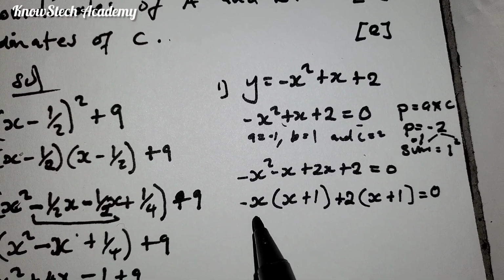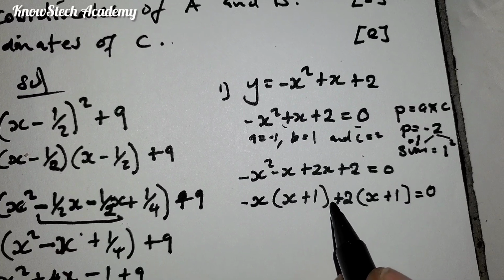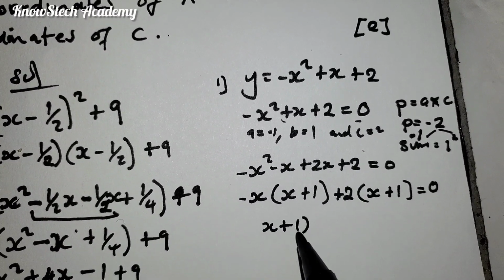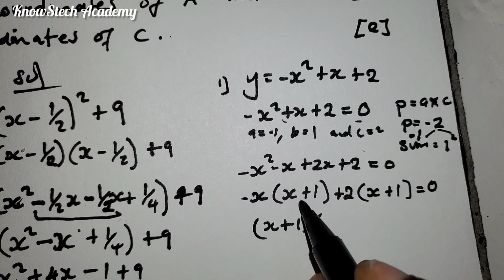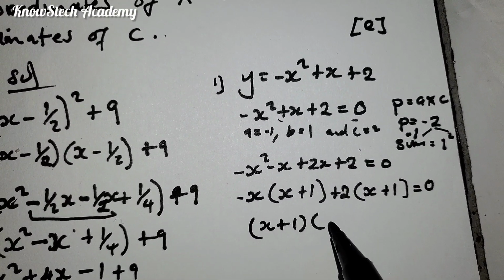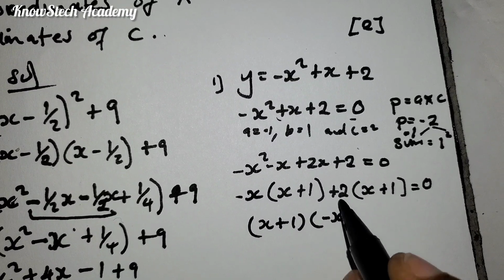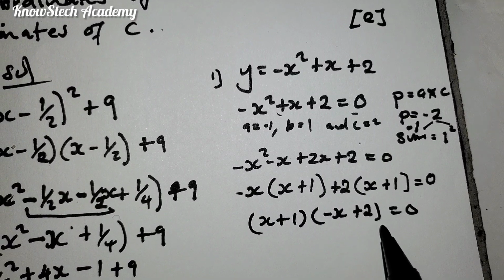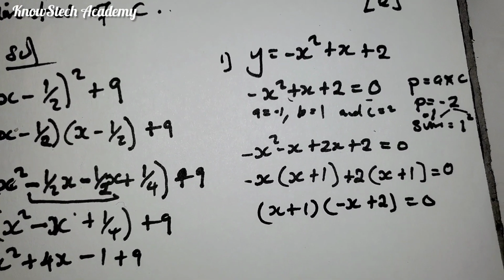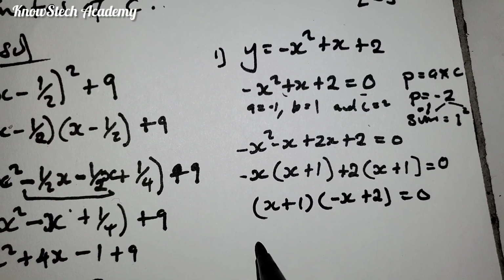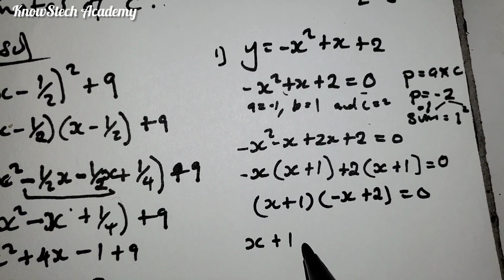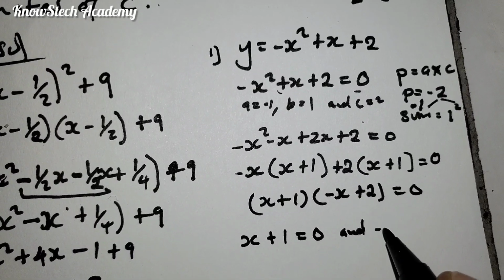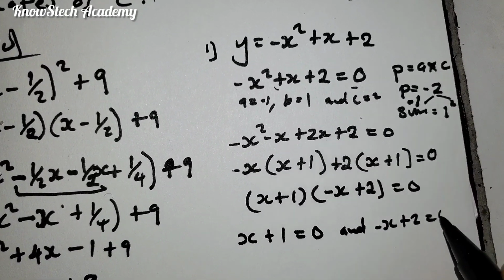Alright, so now we have two terms. We have this and this. What is common? We have x plus 1 is common. So x plus 1 and x plus 1 will cancel. We remain with negative x plus 2 is equal to 0. So we've factorized this one. Now let's find the actual values. We can say x plus 1 is equal to 0 and negative x plus 2 is equal to 0.